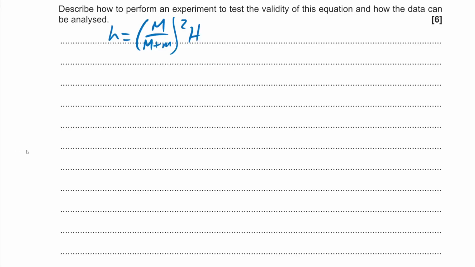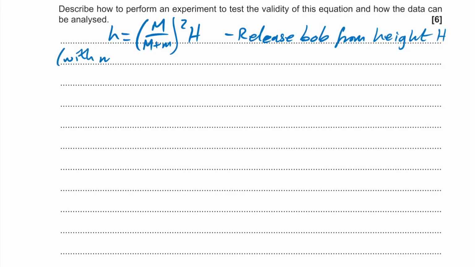Okay. So the first thing we're going to say is we're going to release bob from a height h, capital H that is. We say with no force applied. Yes, of course, gravity, but we want to make sure that we're not pushing it or anything.